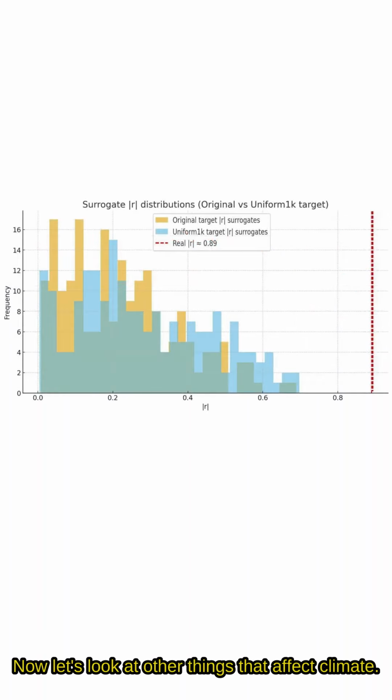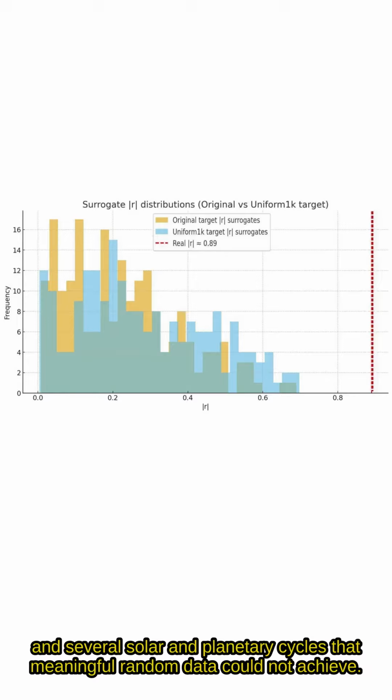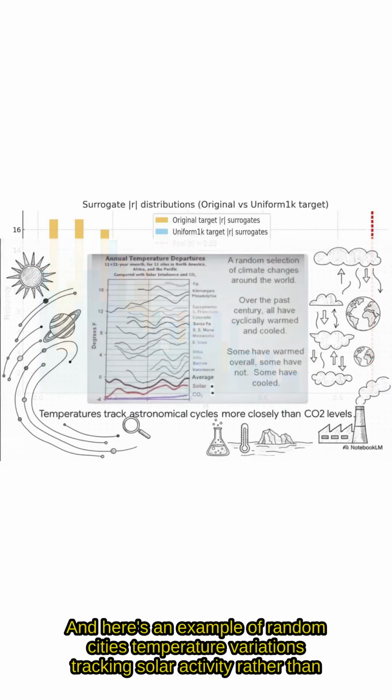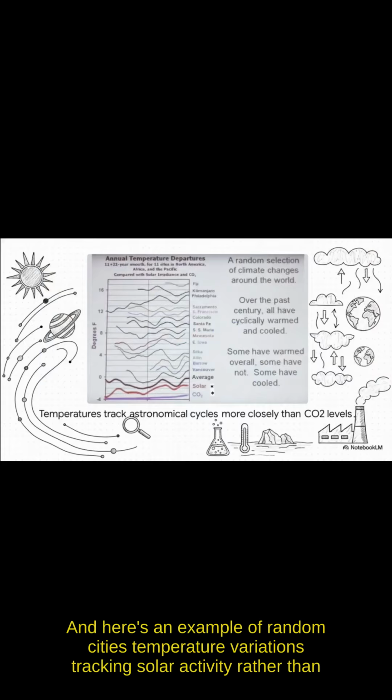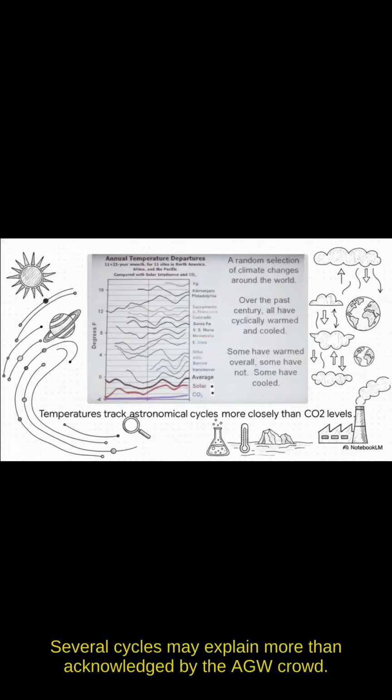Now let's look at other things that affect climate. This chart shows the author's analysis showing a correlation of 89% between historical temperatures and several solar and planetary cycles that meaningful random data could not achieve. In other words, the historical temperature variations matched solar and planetary timings very convincingly. And here's an example of random cities' temperature variations tracking solar activity rather than CO2. Natural cycles may explain more than acknowledged by the AGW crowd.